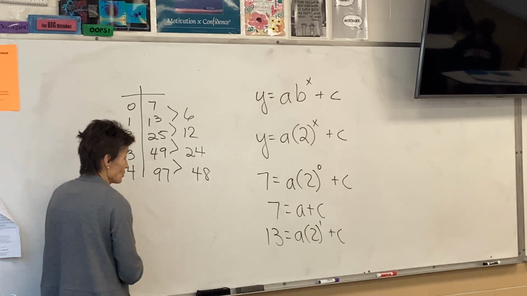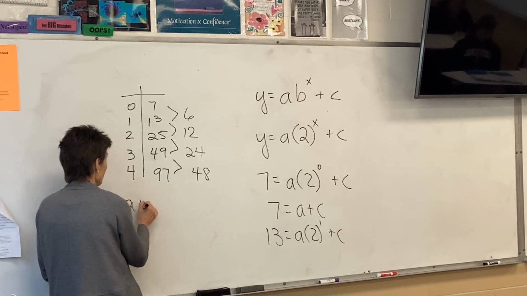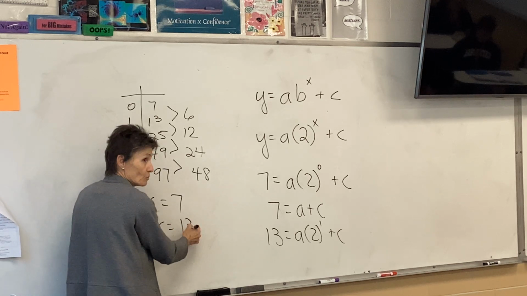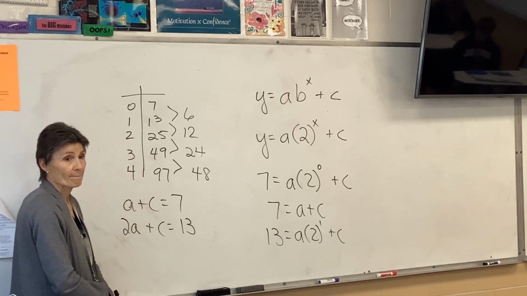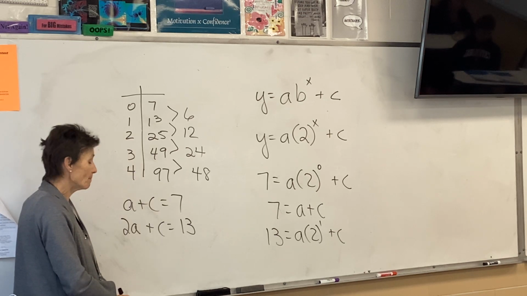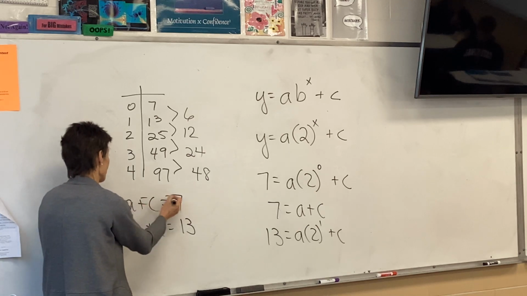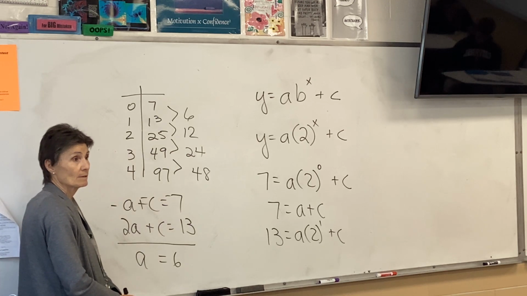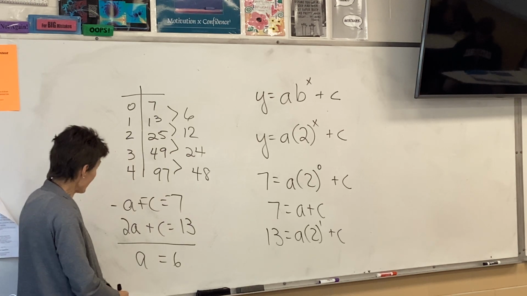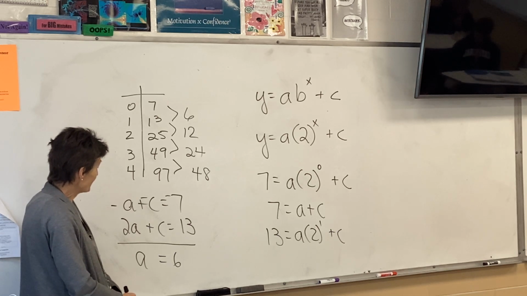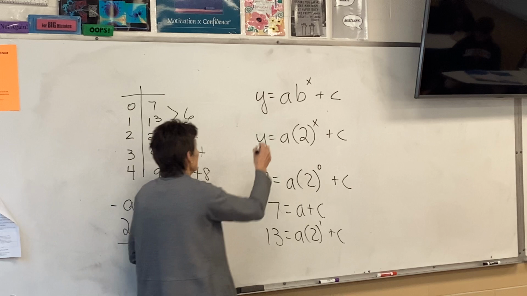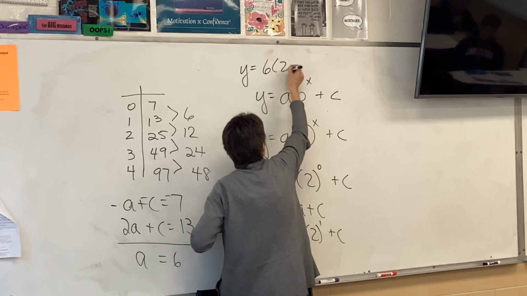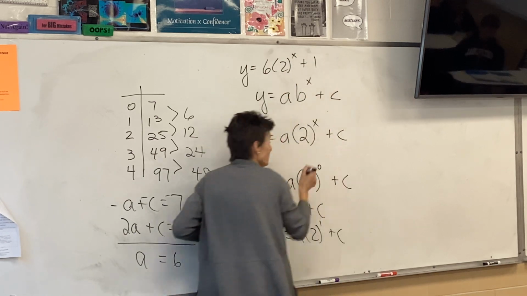So what's that equation? I have a plus c equals 7 already, and then I'm going to have 2a plus c equals 13. Can we solve that? Yeah, pretty easily. So it looks like a equals 6. And if a equals 6, then c must equal 1. So let's look at that equation: 6 times 2 to the x plus 1.